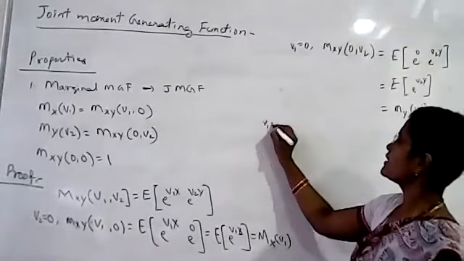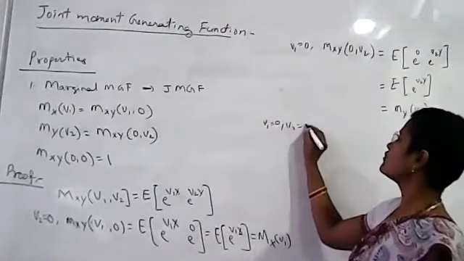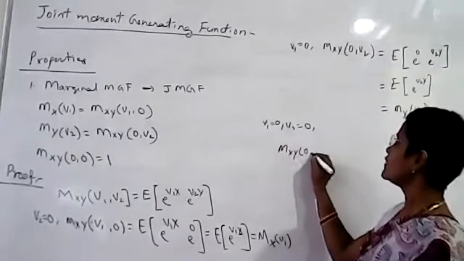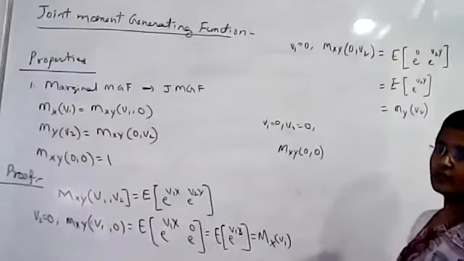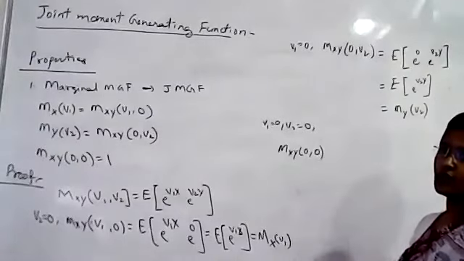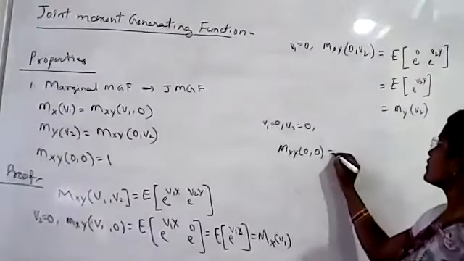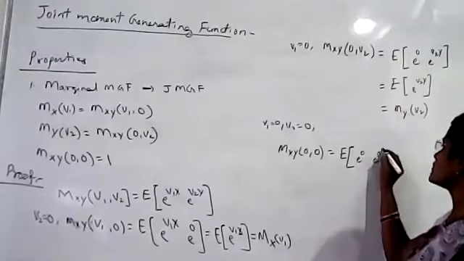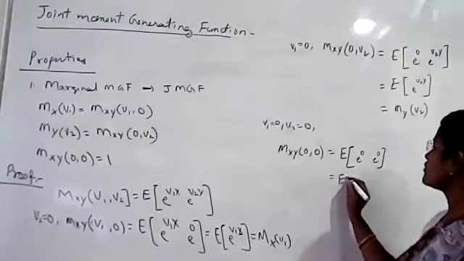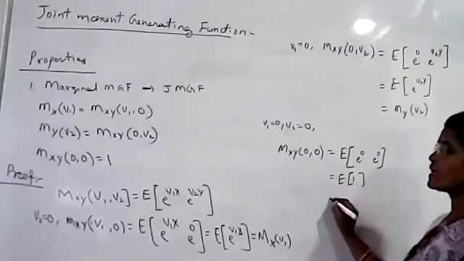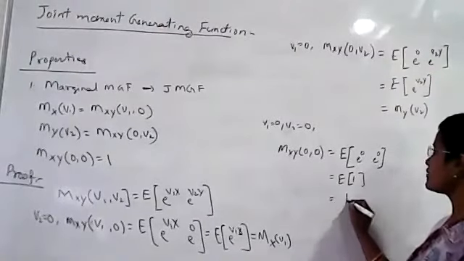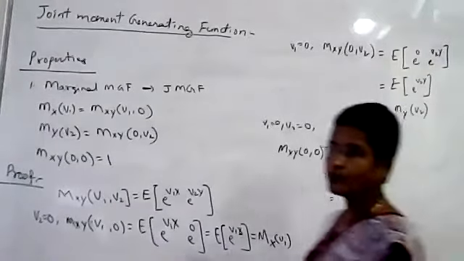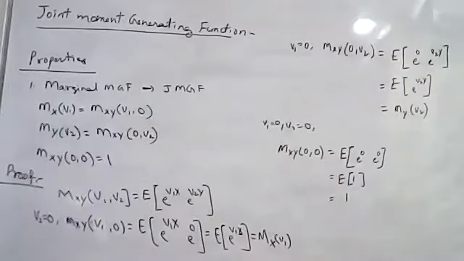Now substitute v1 equal to 0 and v2 equal to 0. Then we get M_XY(0, 0), which is equal to the expected value of e^0 times e^0. So it is the expected value of 1. You know that the expected value of a constant is equal to the same constant. So it is equal to 1. This is the proof of our first property.